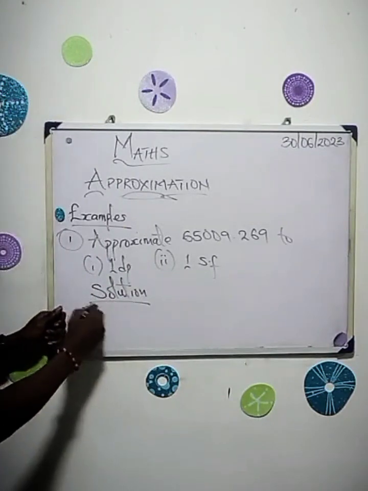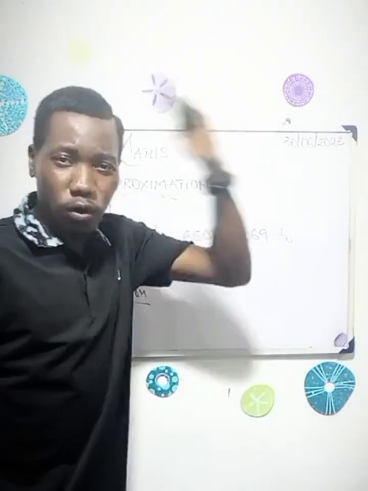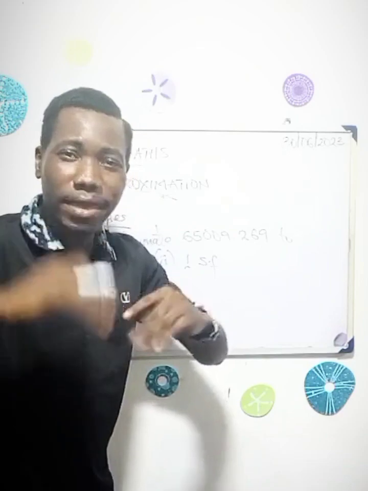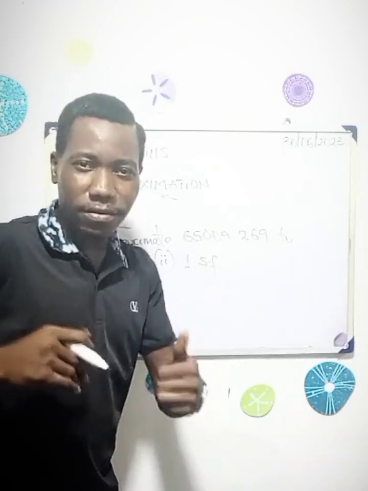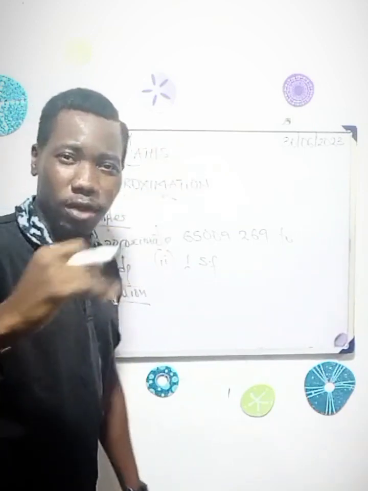For the first one, we're told to approximate to 1 decimal place. Remember your steps. The first one is what? Locate the place. The second is what? Check the number next to the right. The third one is what? Round up or round down. You're rounding up or rounding down based on the number after. The number after will tell you if you are to round up or round down.